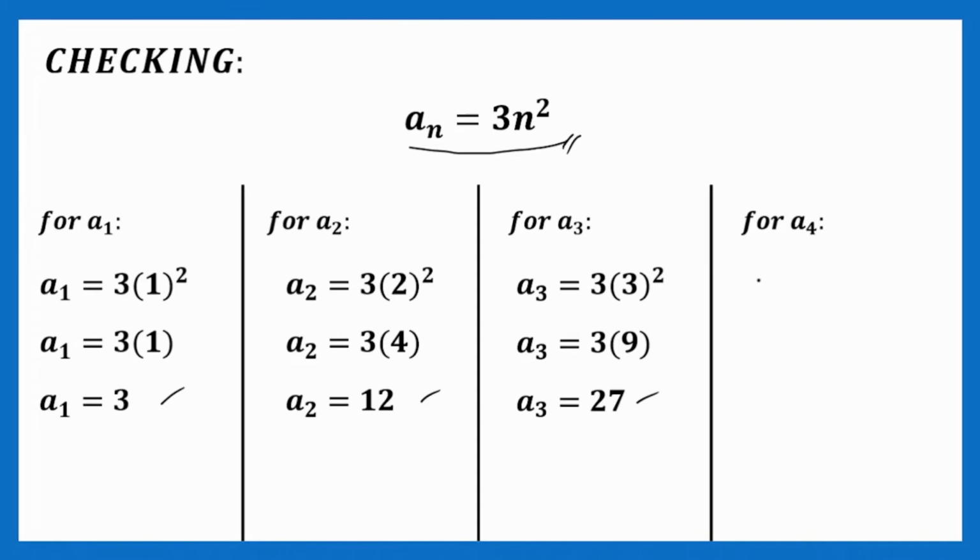Check. A sub 4, lahat ng n magiging 4. Tapos, solve mo muna to. 4 squared is 16. 3 times 16 is 48. Final answer. Ayan. So, therefore, tama ang ating sagot na a sub n is equal to 3n squared. Ayan. So, let's proceed to number 2. Letter B. So, check natin kung natandaan ninyo yung step-by-step process natin.